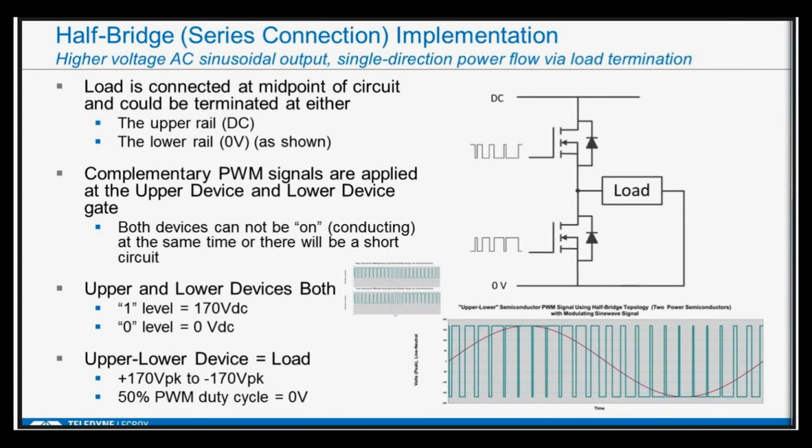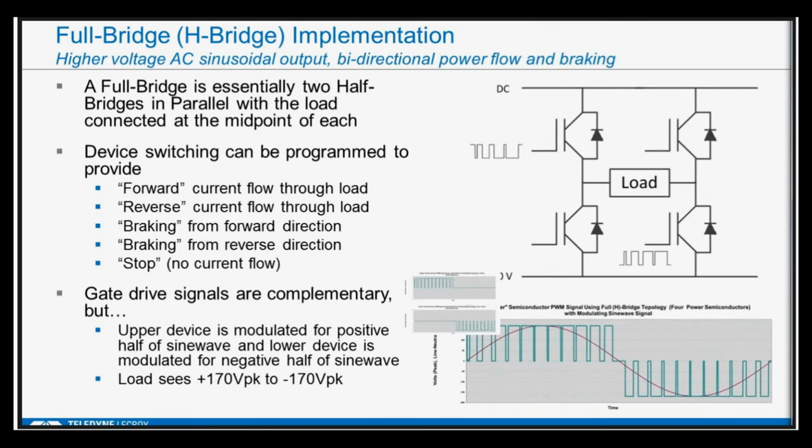And when you sum them together, now you get the 0 volt is really a 50% pulse width. And then the highest positive voltage would be close to 100% pulse width, and the highest negative would be close to 0 pulse width. So this is how the circuit operates.